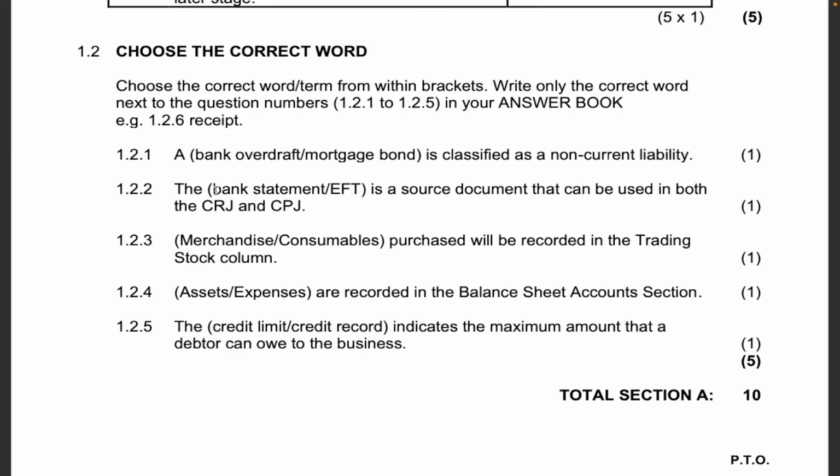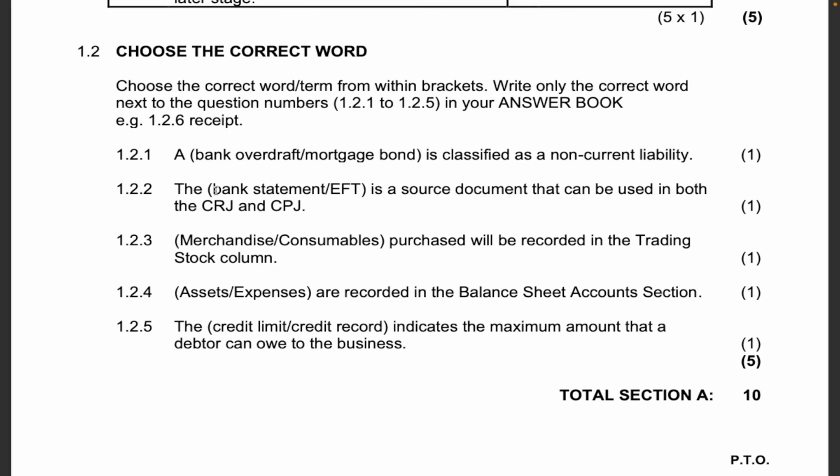Okay, but expenses goes under the nominal account section. In fact, the two elements which go under the nominal account section would be your income and expenses. Okay, that goes under the nominal account section, but everything else goes under the balance sheet account section. So the answer is assets for 1.2.4.